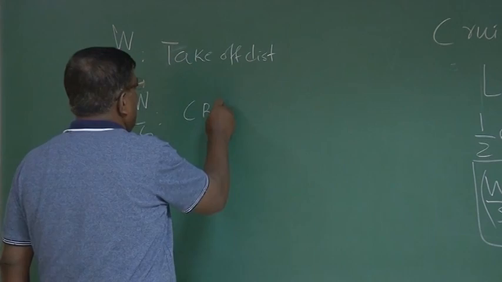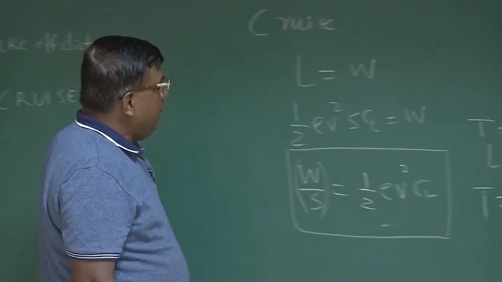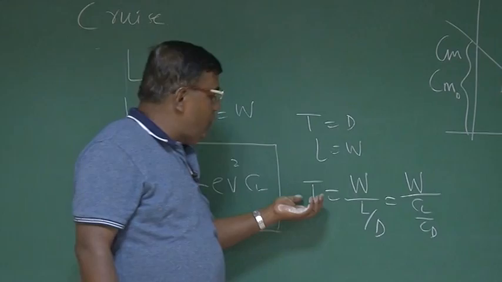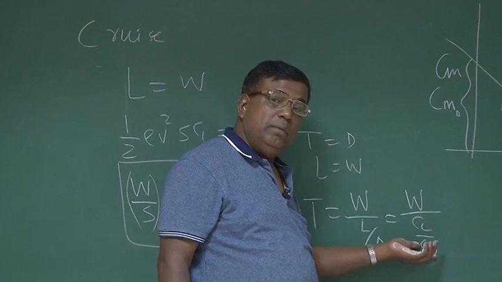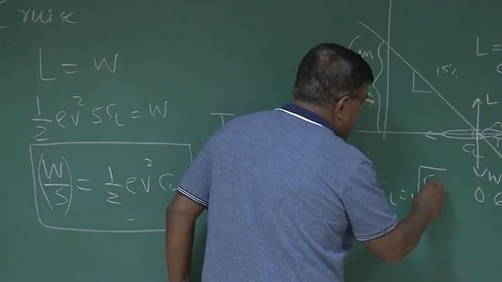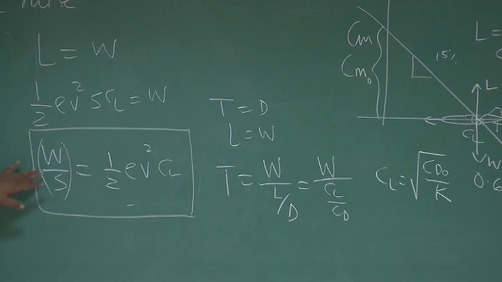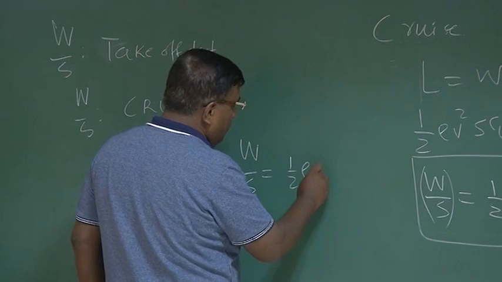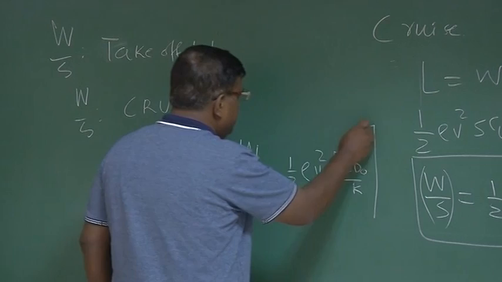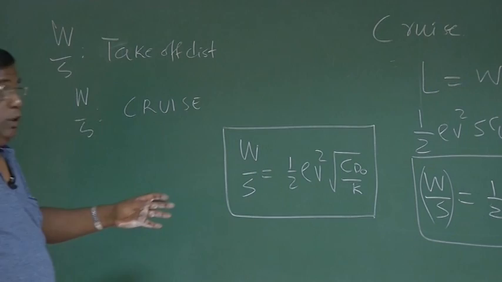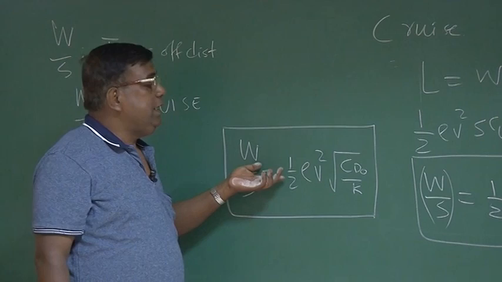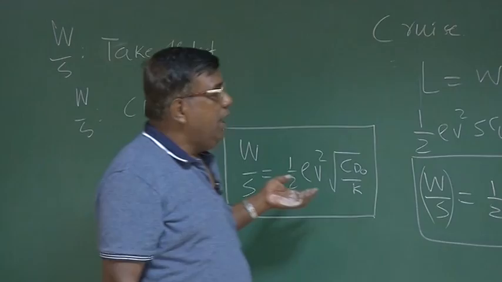The story doesn't end here. You know that if I want to fly at a CL where thrust required is minimum, then I have to fly at a condition where CL by CD is maximum. You are all expert now. This means I have to fly at CL equal to square root of CD naught by K. So now this expression becomes W by S equal to half rho V square times square root of CD naught by K. So this is another requirement that aircraft must have this much of wing loading so that it can manage lift equal to weight as well as it will fly at a thrust required minimum.